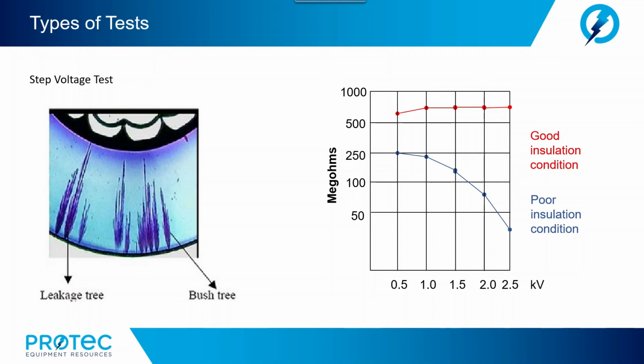A recognized standard procedure is to increase voltage in 5 equal steps at 1-minute increments and record the final insulation resistance at each level. Any marked or unusual resistance reduction is an indication of incipient weakness in the insulation.